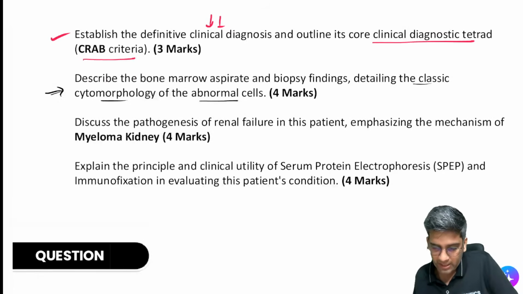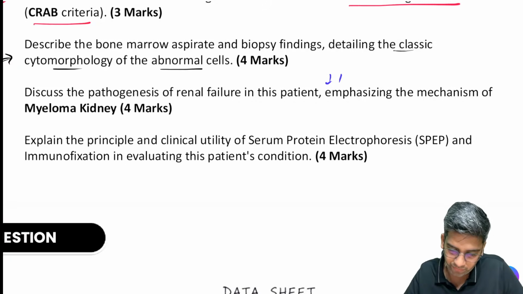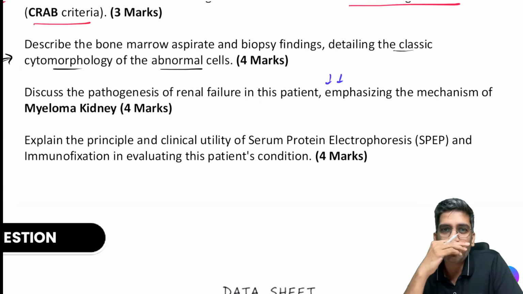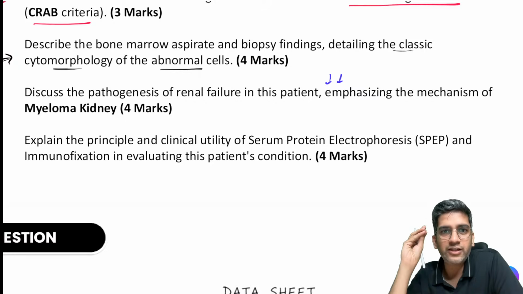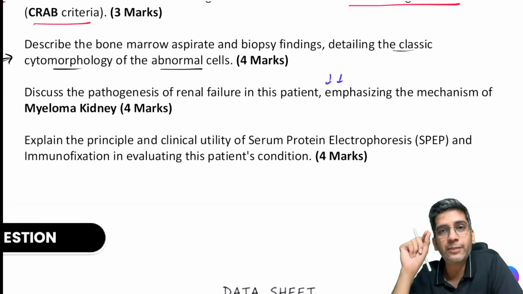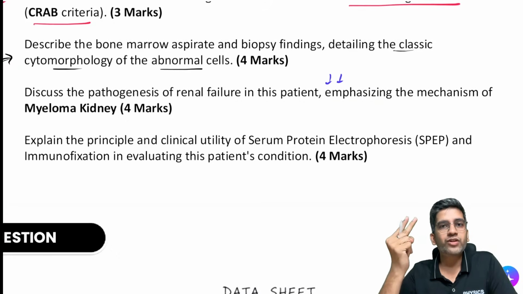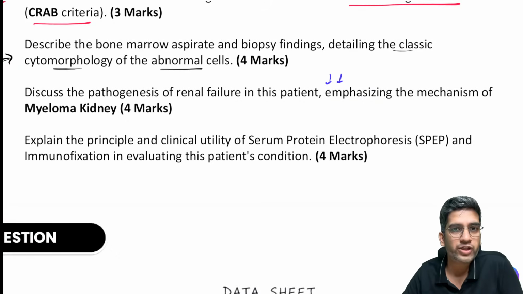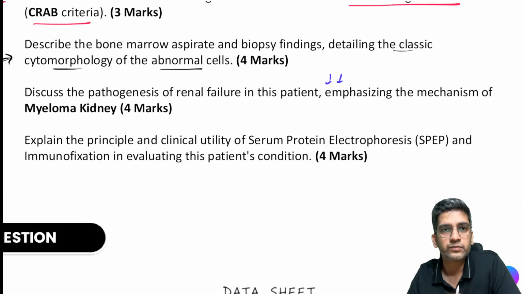Let's go to the next thing. Again, I want you to tell what you think of, then I'll complete it. Can anyone tell me the answer for this? Discuss the pathogenesis of renal failure in this patient. You know, everyone knows that kidney will be affected in case of myeloma. That's one of the CRAB criteria as well, right? Can anyone tell me any one mechanism? 1 or 2 words is enough for us to build a beautiful story. But that 1 or 2 keywords should be very strong and solid. Anything which comes to your mind.